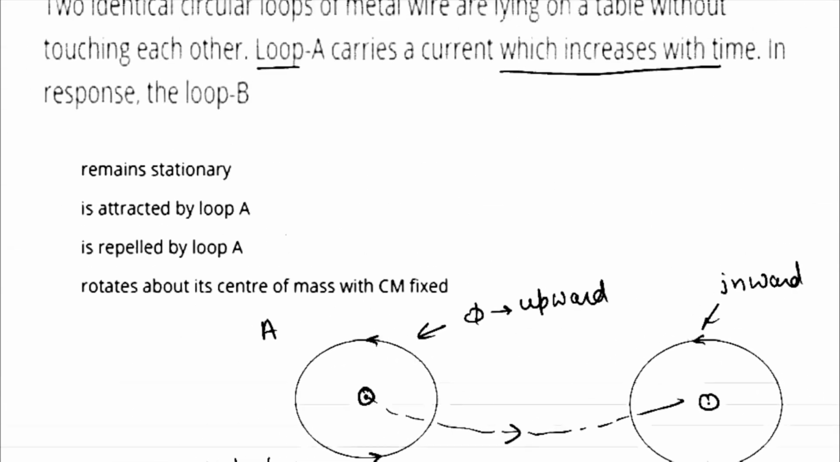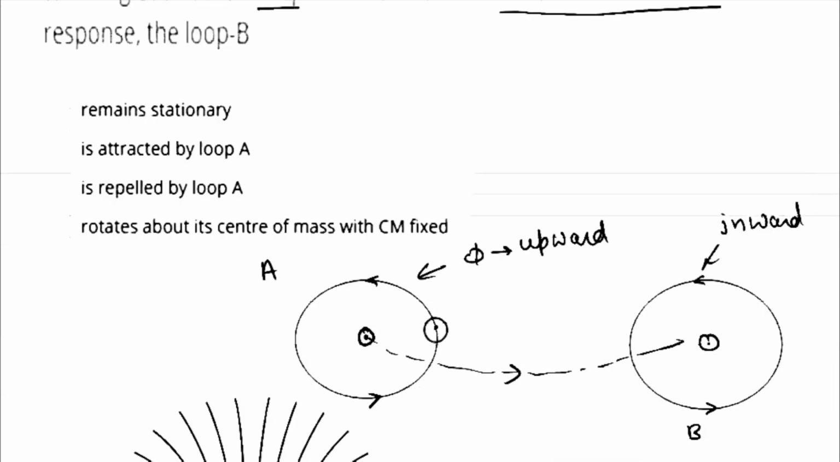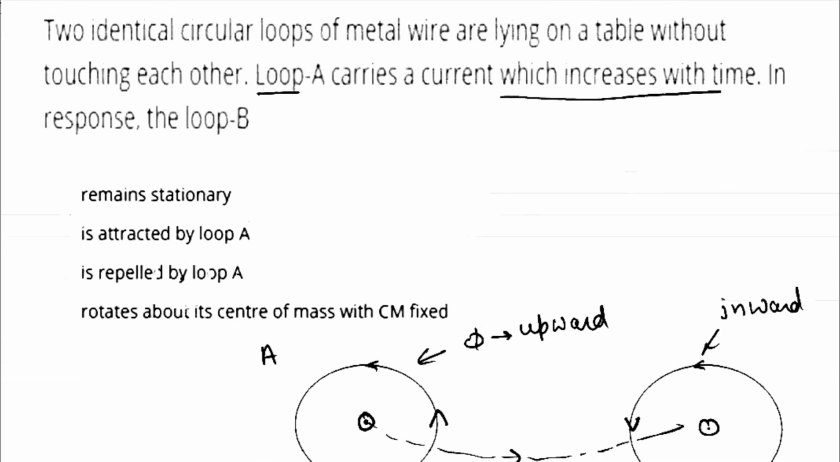And if I talk about the attraction and repulsion force between the loops, if you see the current direction in the adjacent wire, here the current is in the upward direction, here it is in the downward direction, so they will repel each other, because the current is in the opposite direction. Now you can check B is repelled by loop A, so C will be the correct option. Simple. Thank you.